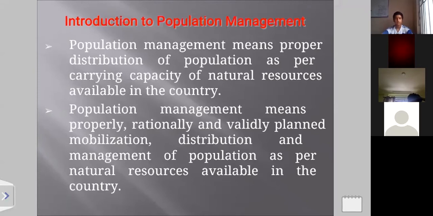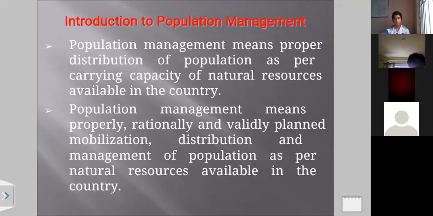It becomes very easy to get different means and resources, and it also becomes very easy to solve different environmental problems. So that's why a proper, rational, and valid plan is very essential for the proper distribution of population, for proper mobilization of human resources, and for the proper management of population growth rate. All right.